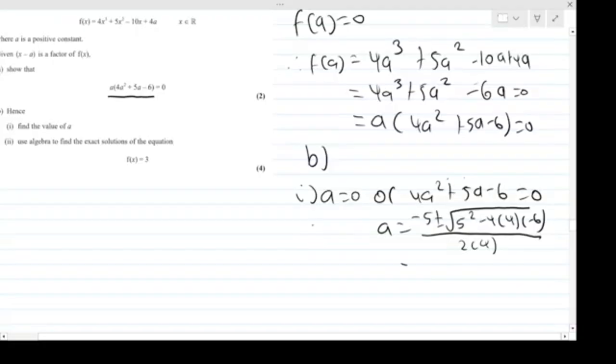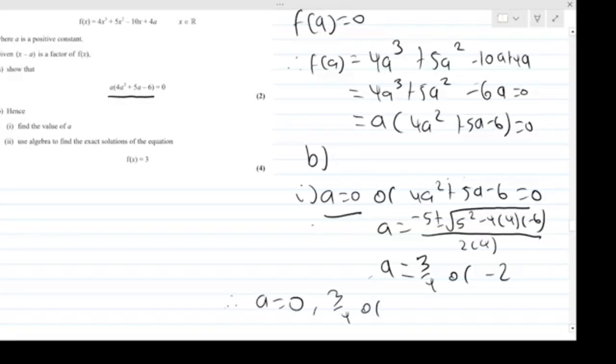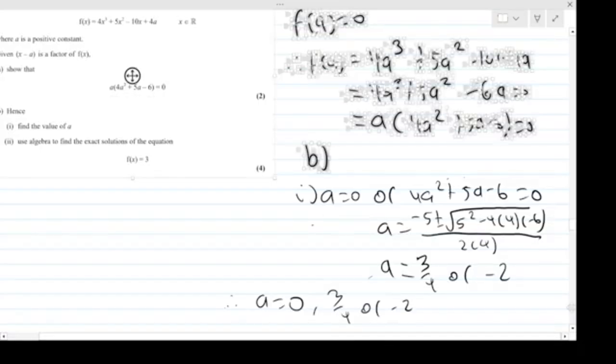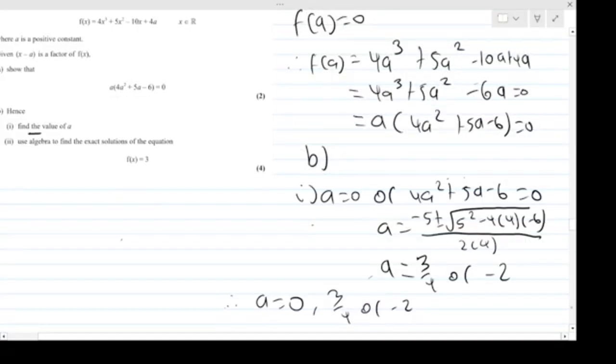And then if I put that in the calculator, or at this point I can just be a bit cheeky and put the numbers in the quadratic equation solving function in my calculator because I've shown all the working, so I'm confident to get all the marks. 4, 5, minus 6. I get the solution that a is 3 over 4 or minus 2. So overall, the solutions are a is 0, a is 3 over 4, or minus 2. Now I've got 3 possible values. Which one do I need to accept? Because it says find the value, so it's singular.